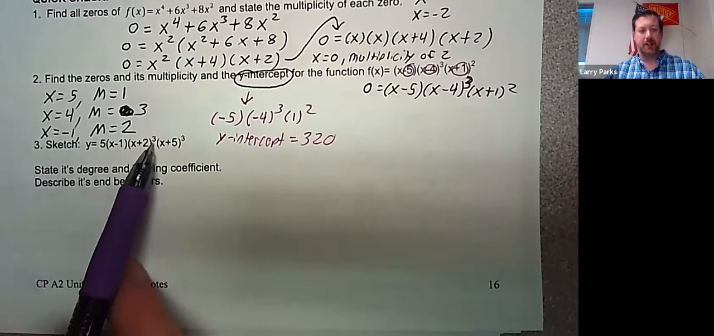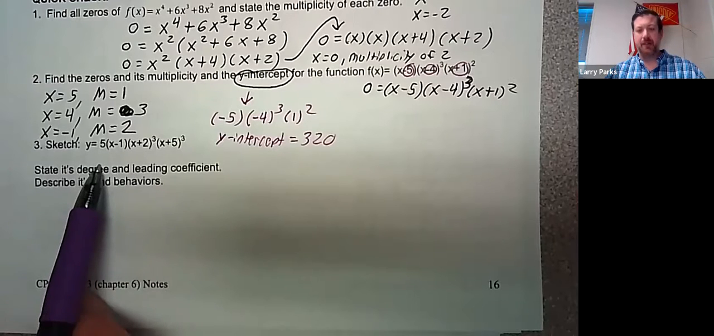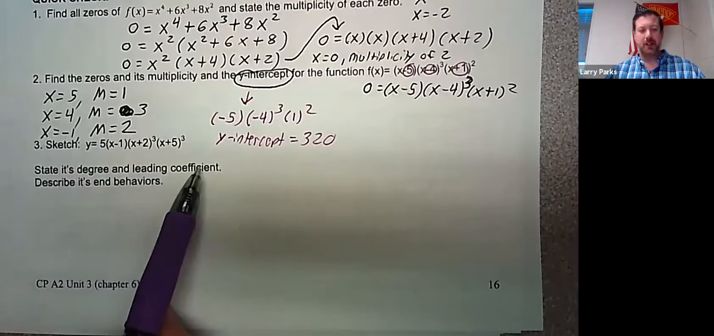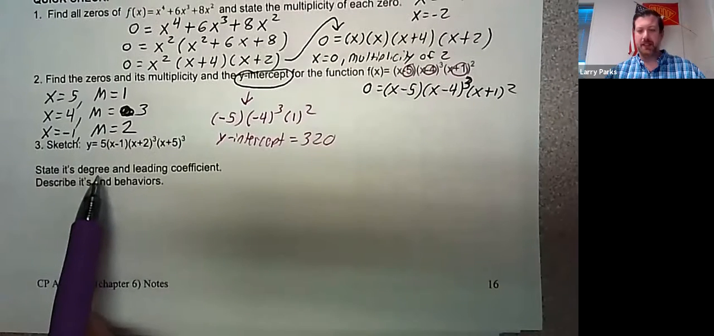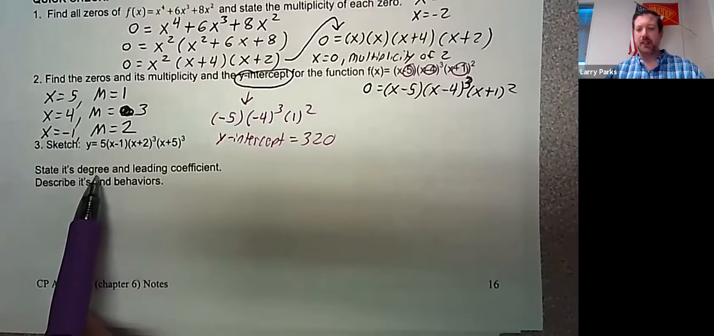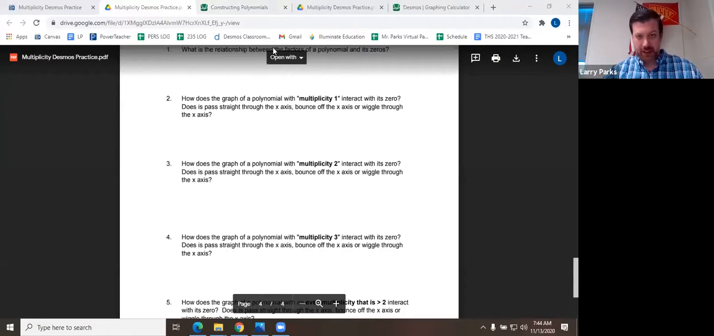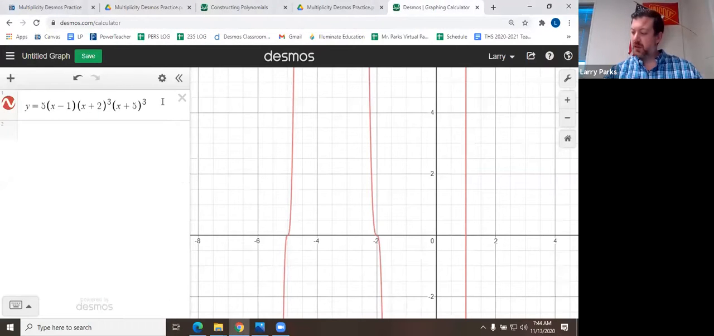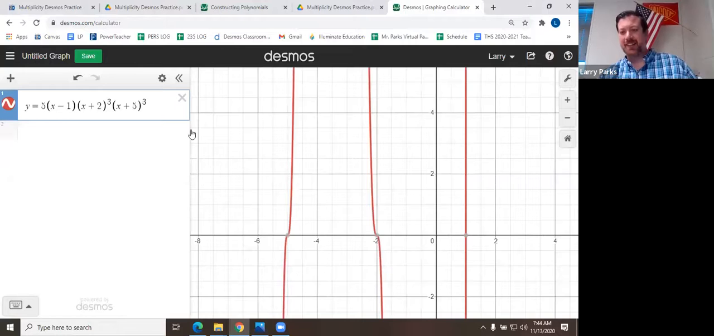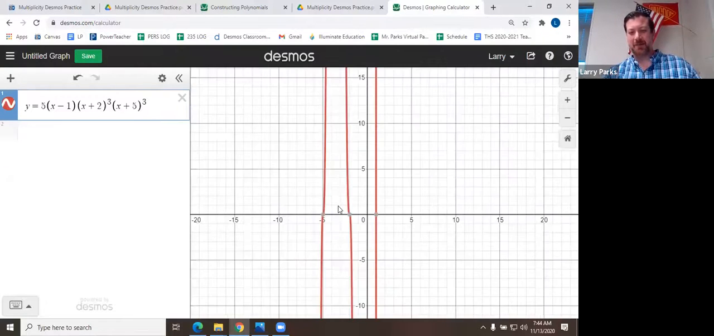Sketch this, state its degree and its leading coefficient, and then describe its end behaviors. So for the sketch, I'm okay with you just typing that into Desmos. So let me go over here to Desmos. Look, I already typed it in. So here's what it looks like.